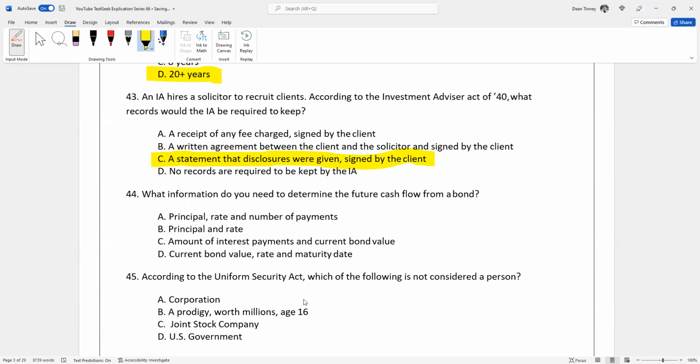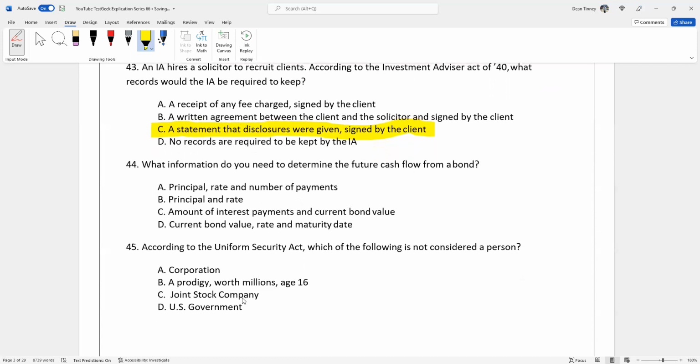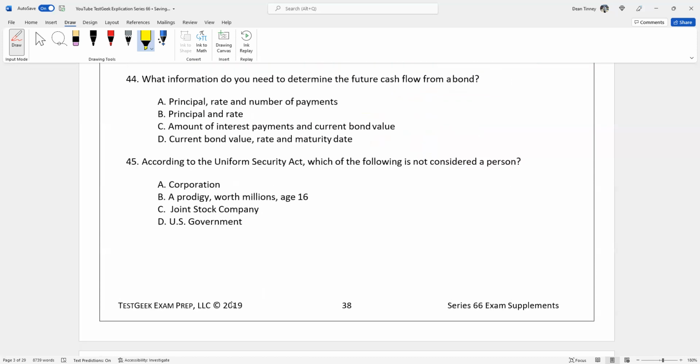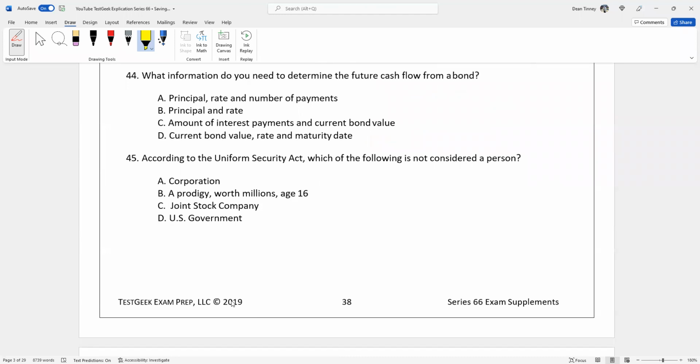A receipt of any fee charged, and that's going to be the investment advisor. A written agreement between the client and the solicitor? No, you're not hiring me, the third-party solicitor. You're hiring the investment advisory firm. No records are required. Now, remember, I also have to tell you if you're going to incur any additional fees from accessing this investment advisor through my broker-dealer, the third-party solicitor. And only federally covered advisors are allowed to use third-party solicitors. If you're soliciting clients for a state investment advisor, you have to have a 65 or 66 and work for them.